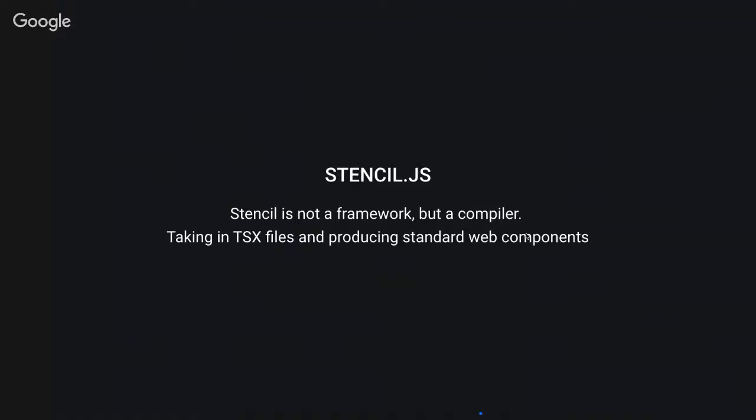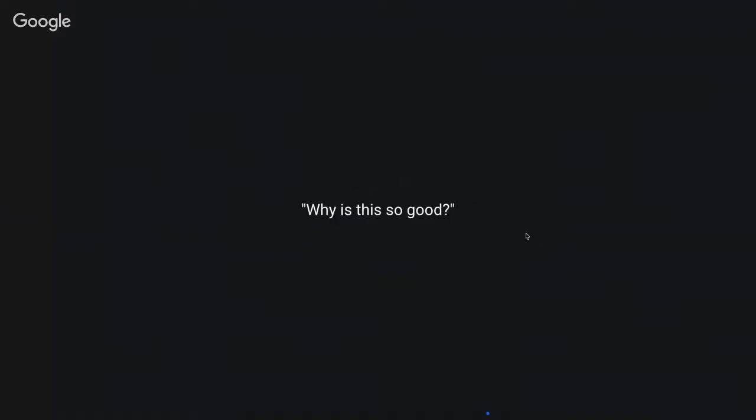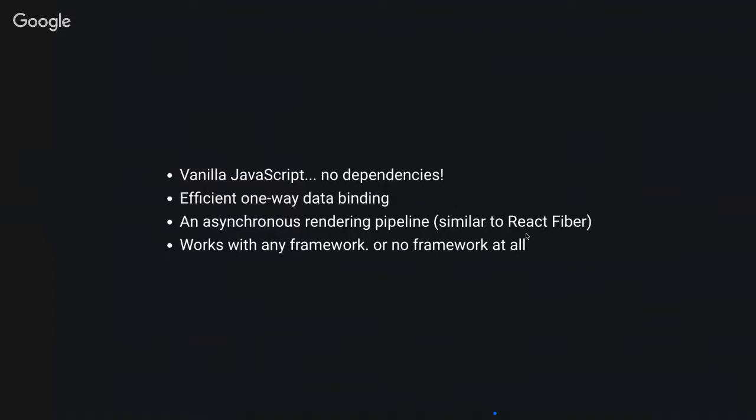Anyone who's done any React development will be very familiar with how they look. But why is it so good and why should you really care? Why am I bringing it up at an Ionic meetup? Well, it's vanilla JavaScript, no dependencies. It has efficient one-way data binding and an asynchronous rendering pipeline, really similar to React Fiber, if anyone's been following that project at all. I can show a little demo of what we're talking about there. It works with any framework, or if you're really hardcore, no framework at all.